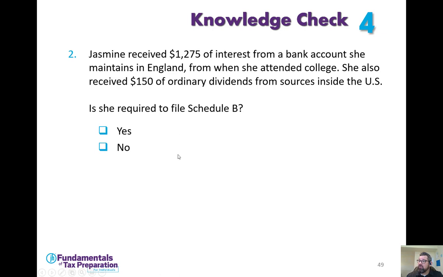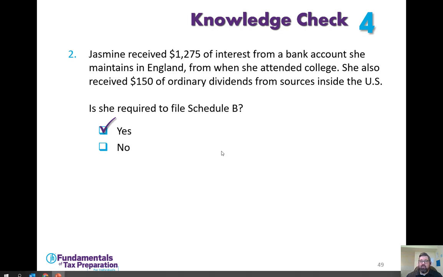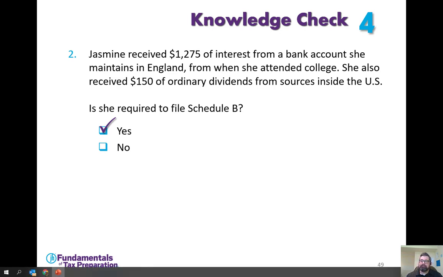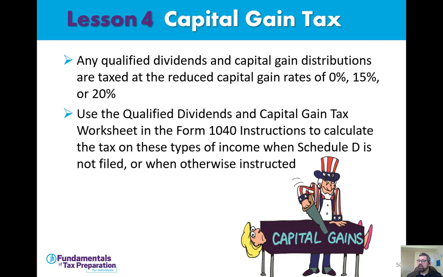So Jasmine received $1,275 interest from her bank account that she maintains in England from when she attended college. She also received $150 in ordinary dividends from sources inside the USA. Does she have to file a Schedule B form? She does in this case because she has a foreign bank account. So the $1,500 doesn't apply if it's a foreign source. The government wants to make sure that they know where all your money is, especially when it's not inside the USA.